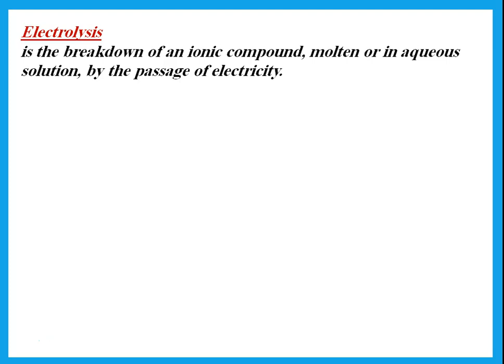Do you know what's molten? Molten means it has to be heated until it melts, or dissolved in water, so in aqueous solution, by the passage of electricity. So basically it's the breakdown of a substance using electric current. This substance is usually an ionic compound so that it can conduct electricity. So electrolysis is the breakdown of an ionic compound, molten or in aqueous solution, by the passage of electricity.